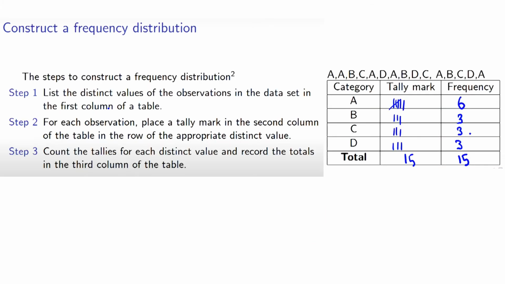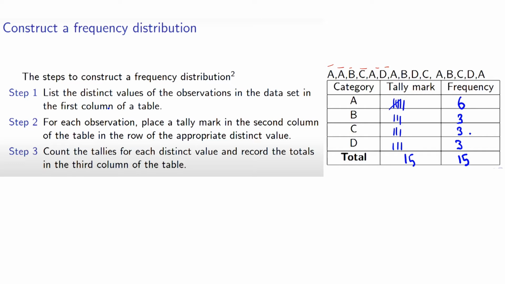Okay, so construct a frequency distribution. How is a frequency distribution constructed? The steps to construct a frequency distribution: list the distinct values of the observations in the dataset in the first column of a table. Here is the data A, B, C, A, D, like this. So we list out the distinct values of our observations in the dataset: A, B, C, D.